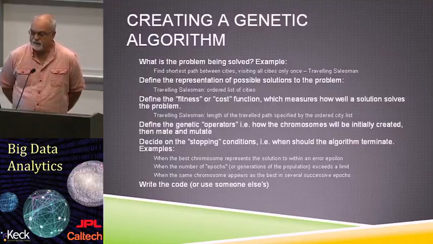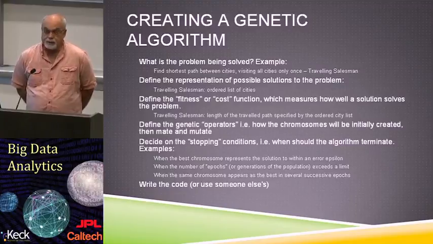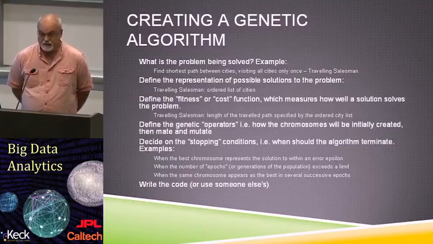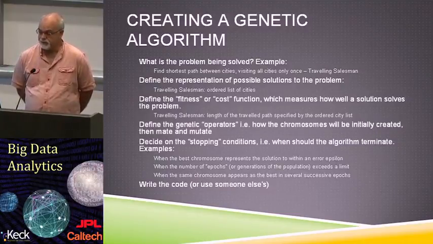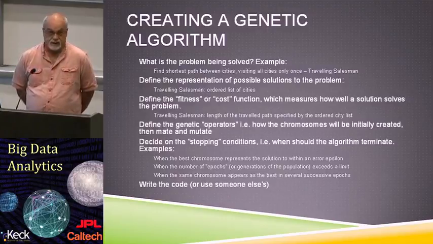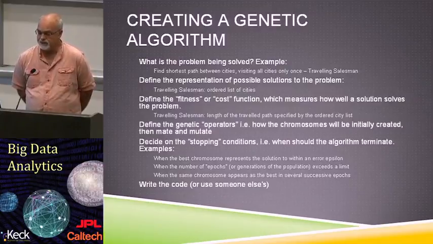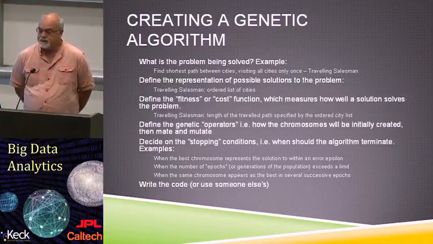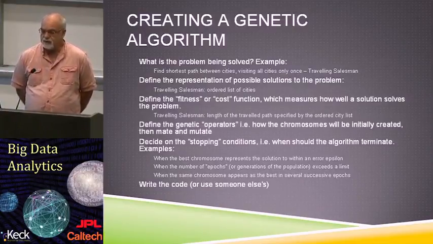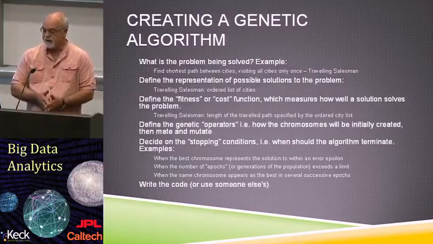Then we need to define the fitness or the cost function. That is how the chromosomes which we create will evaluate each of their respective solutions. So in the case of a travelling salesman, we just look at the total length that's specified by the path in the chromosome, by the ordered city list. Then we define what are called genetic operators, and this is really how the chromosomes will initially be created, how they will mate, and how they will then mutate.